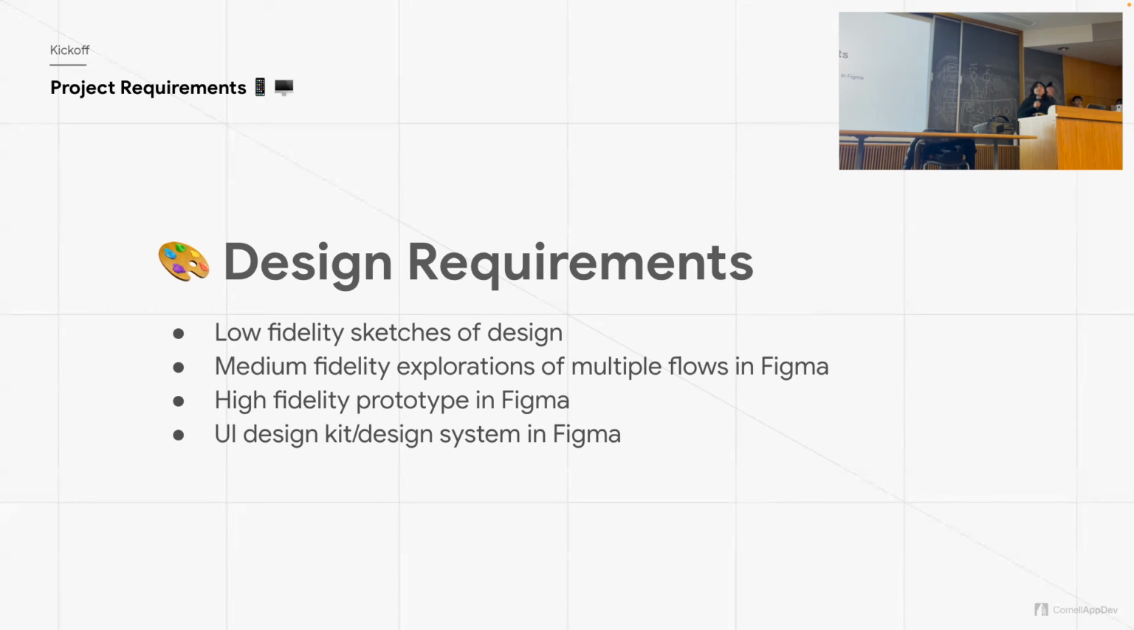So just prototyping how things would move and flow together. And finally, the UI kit or design system in Figma, showcasing the colors you're using, any brand things that need to be included as well.